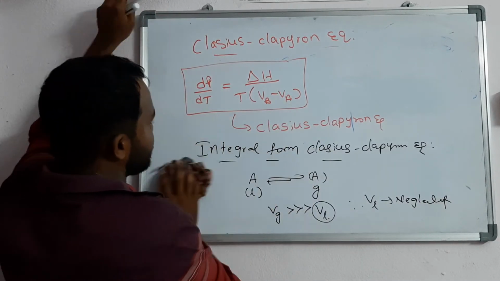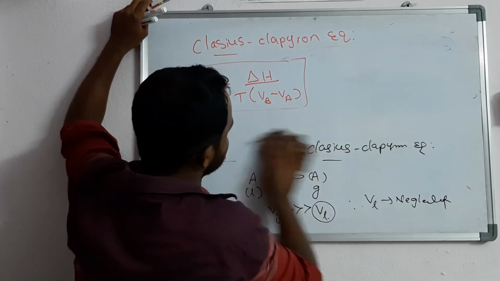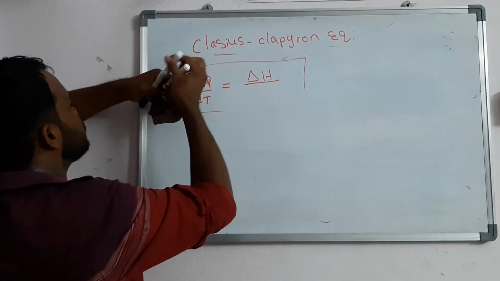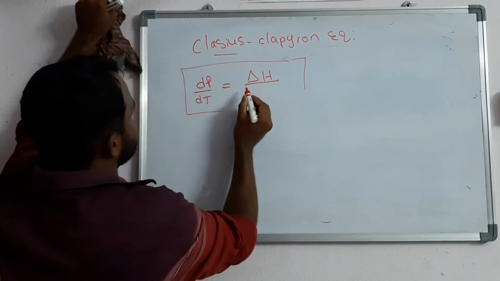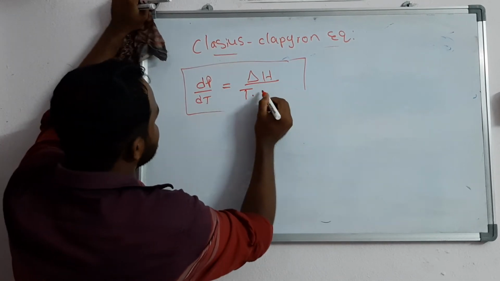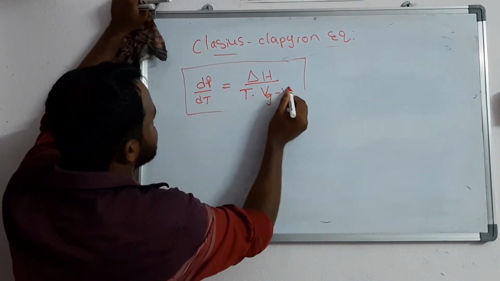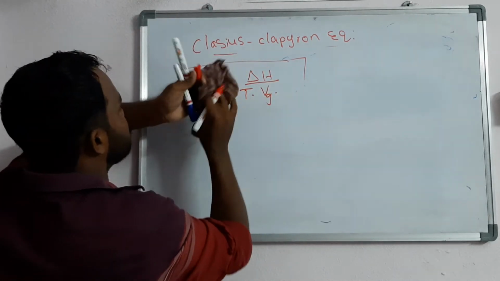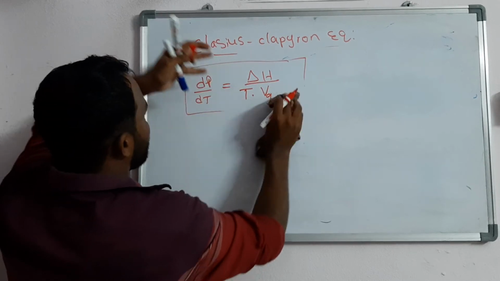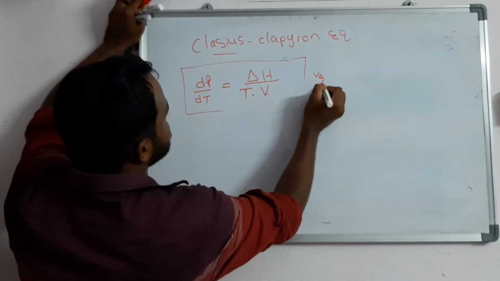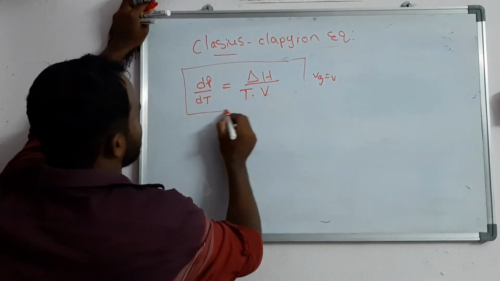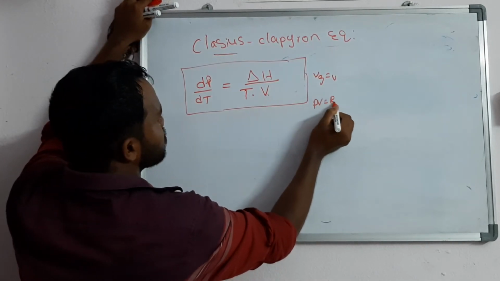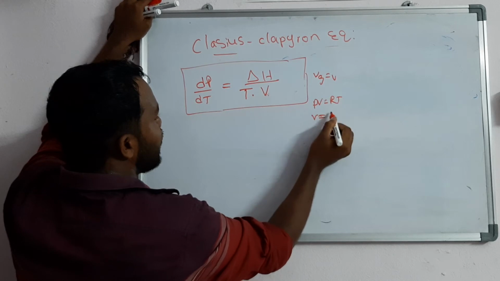Now we can write that equation. T into Vg minus VL, but VL is neglected here, so you will get Vg. Vg is simply V. We know PV is equal to RT, so V can be written as RT by P.